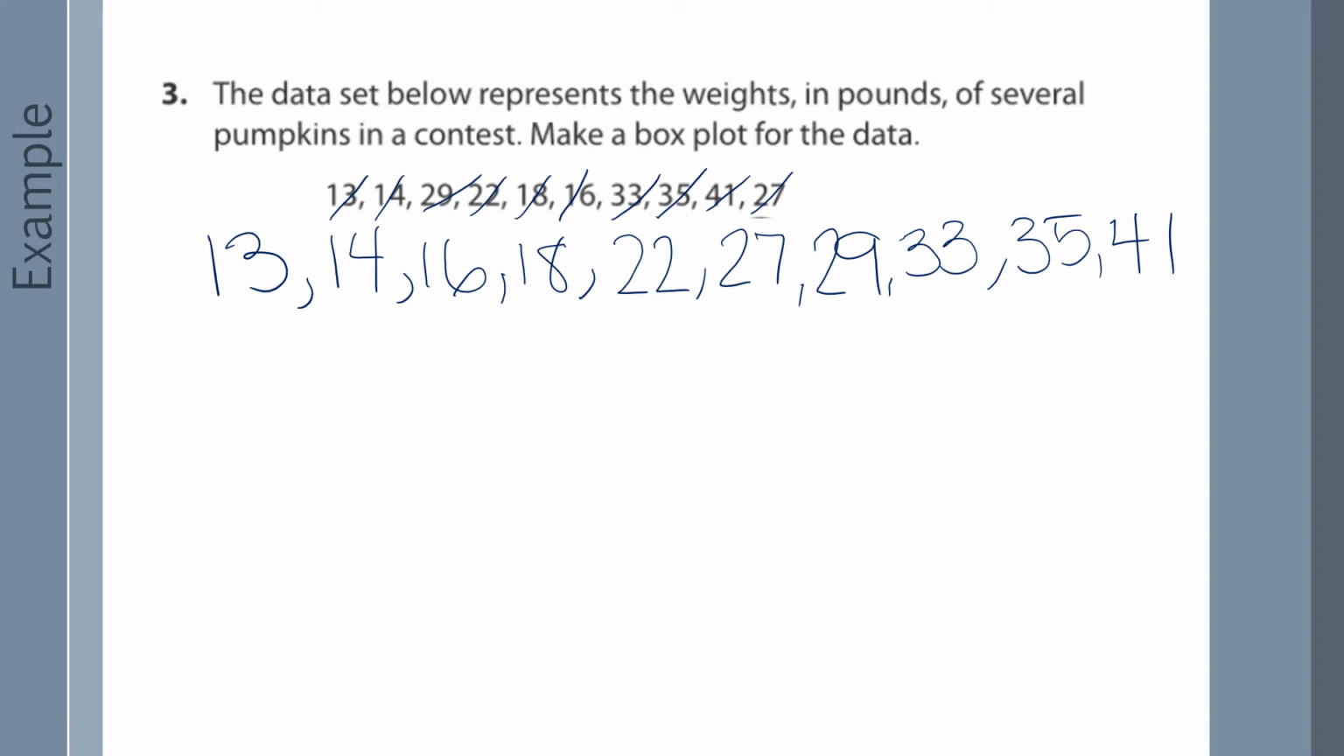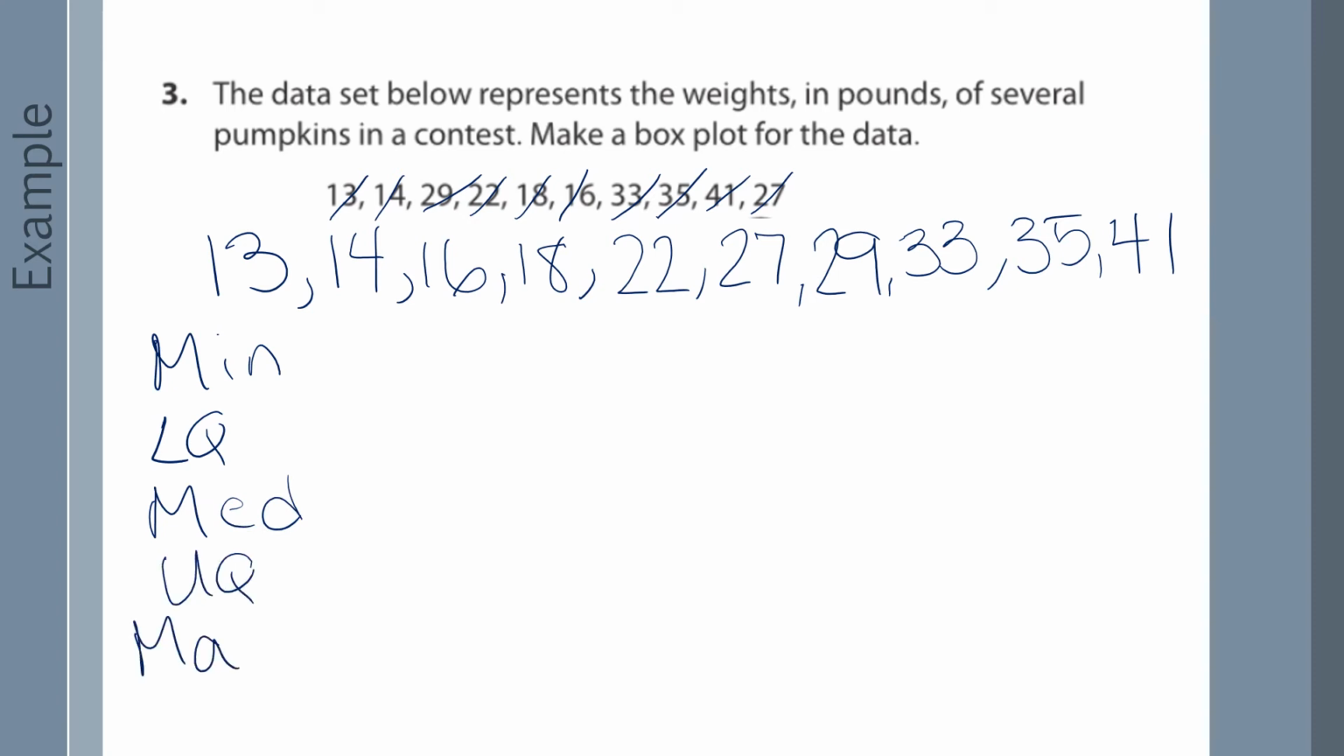And so remember, I need my 5 key points. I need my min, I need my lower quartile or my first quartile, I need my median, I need my upper quartile, and then my max. So easy numbers to get are my min and my max, super quick. Min and max are 13 and 41. That's my minimum number and then my maximum number. So the next thing we probably want to do is find our median.